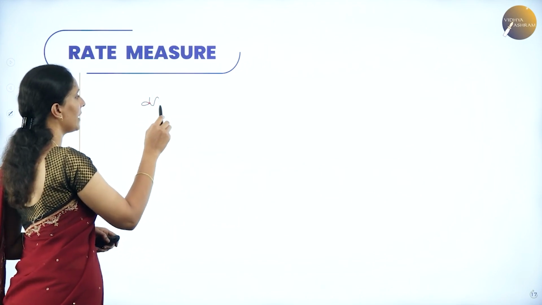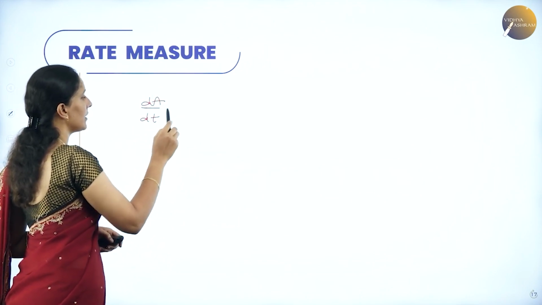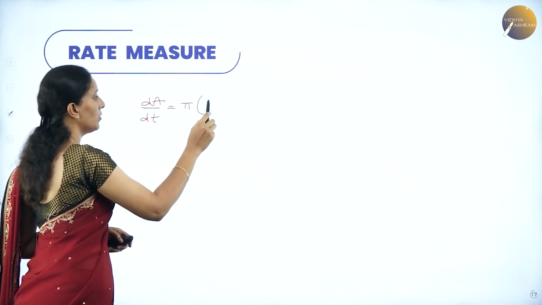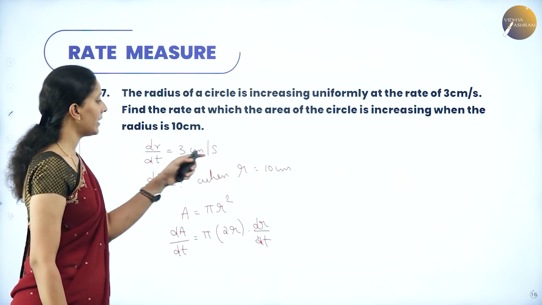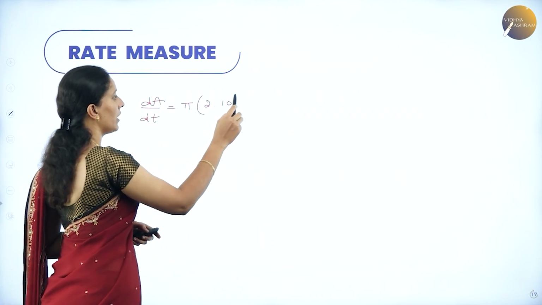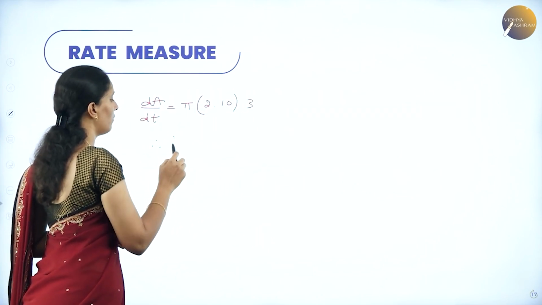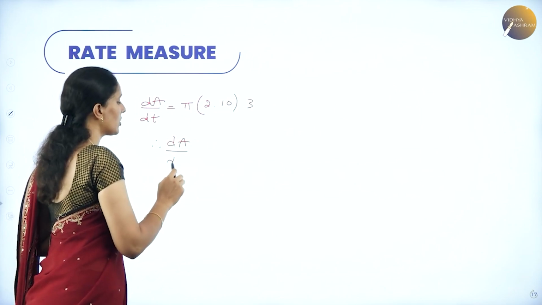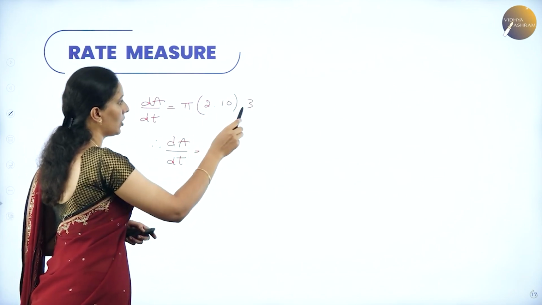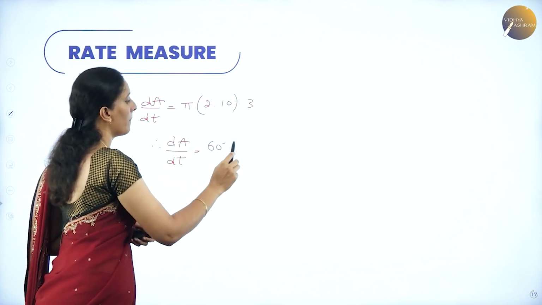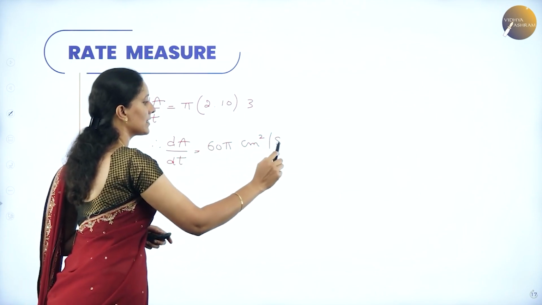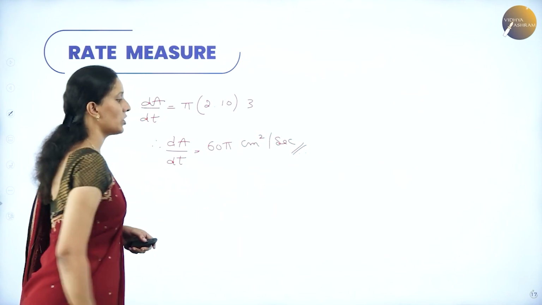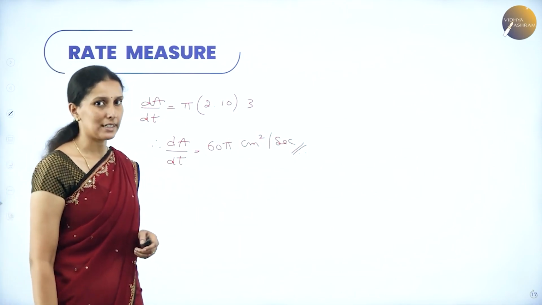So dA by dt is equal to pi into 2 into r is 10 centimeter, dr by dt is 3 centimeter. So 10 into 3 we get. So therefore the area is changing at the rate of 60 pi centimeter square per second. So this is the change in the area of a circle.